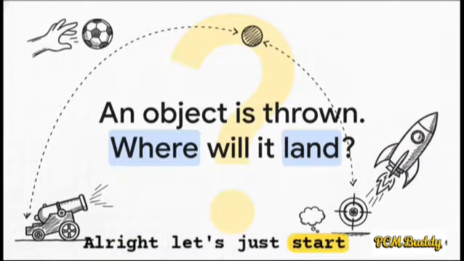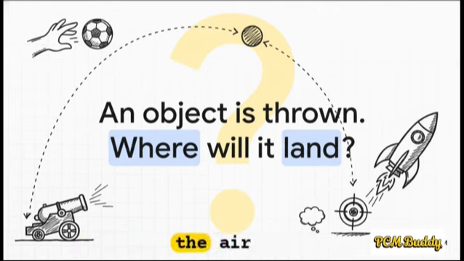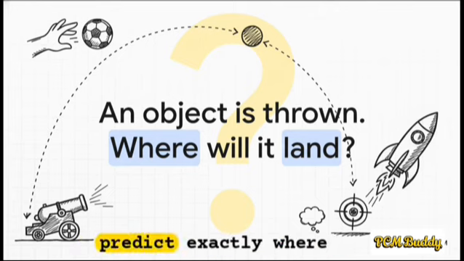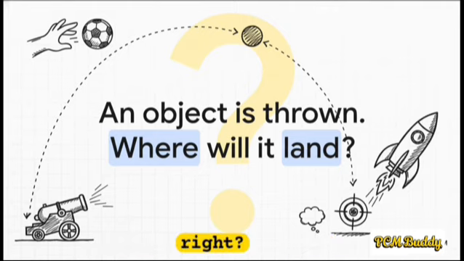All right, let's just start with the most basic question you can ask. You throw a ball, you fire something from a cannon, whatever it is, it follows this arc through the air. But how do we actually predict exactly where it's going to land? It just looks like this one single complicated curve, right?